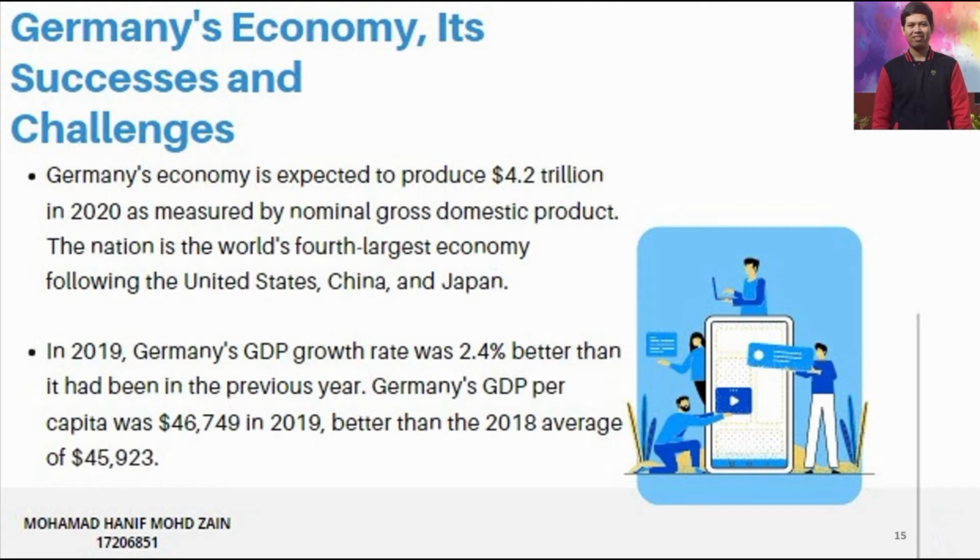Germany's GDP per capita was 26,700 in 2019, better than the 2018 average of 24,900. Before the financial crisis in 2008, Germany's growth was less than 1% per year for three reasons.